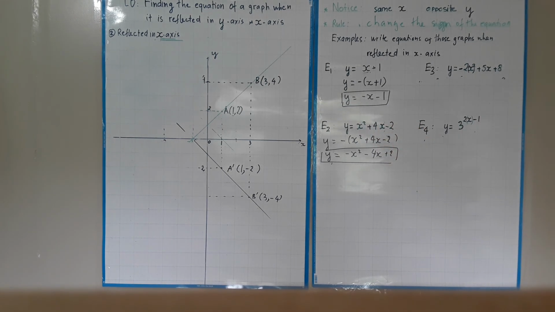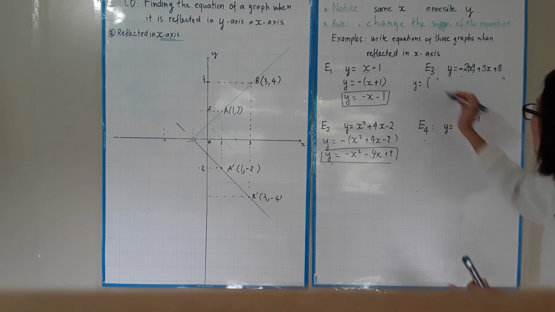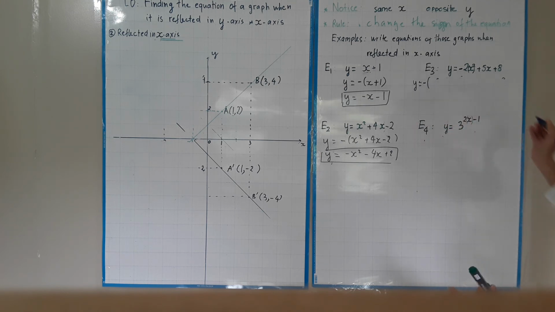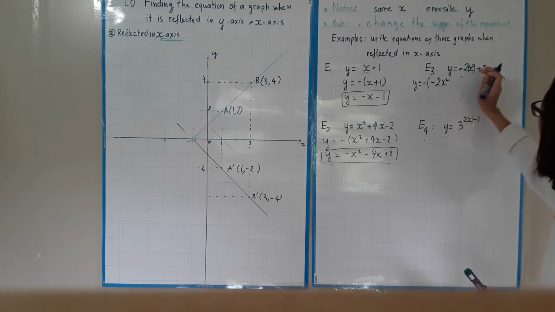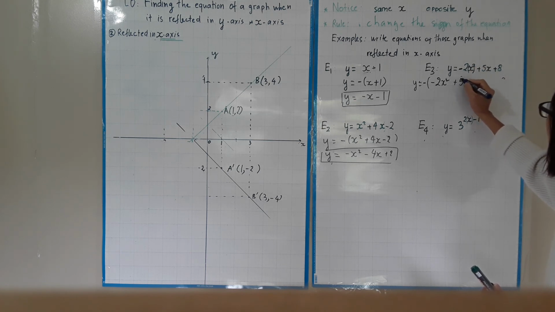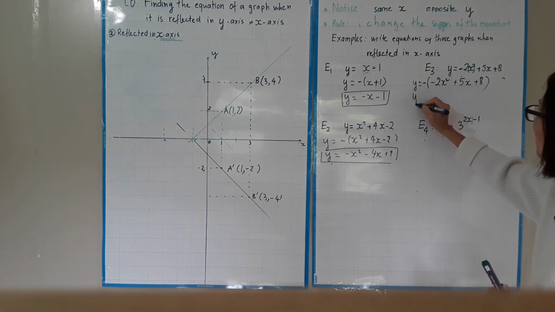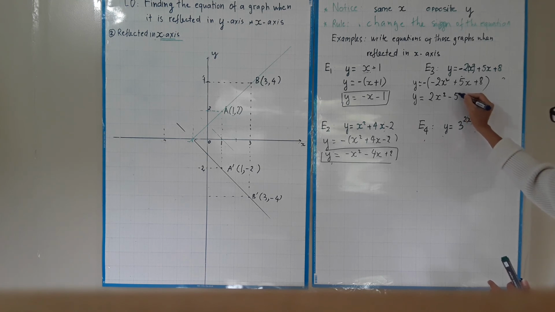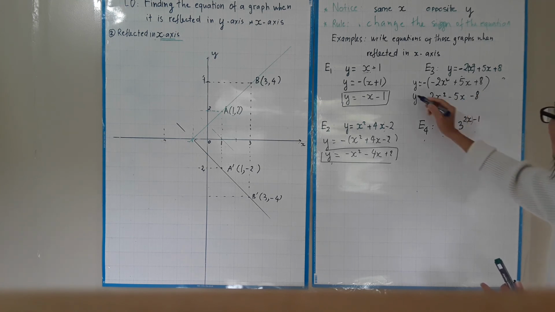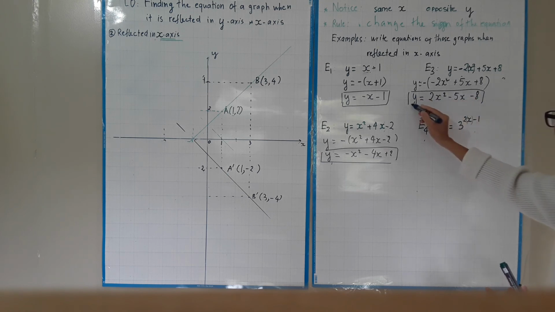Again, with example 3, put the negative sign or change the sign of the whole equation. Y, everything in bracket and put the negative sign. That's change the sign. Minus 2x squared plus 5x plus 8. Simplified, you will have negative become positive, so the 2x squared, take away 5x, and take away 8. And this is your answer.